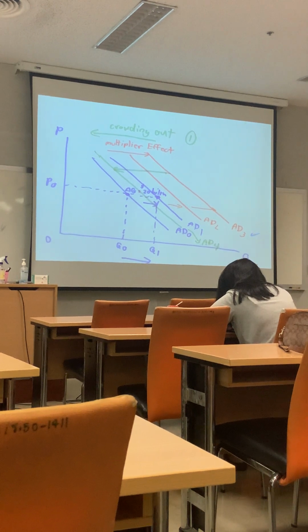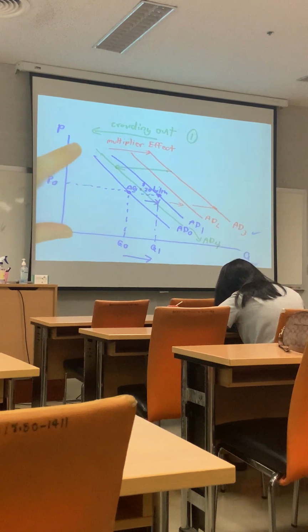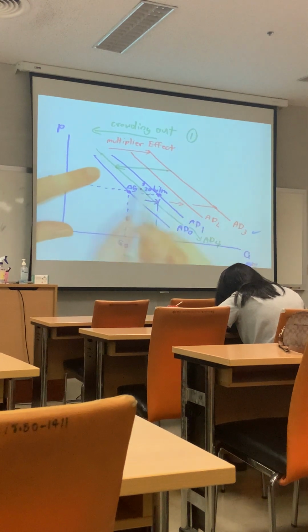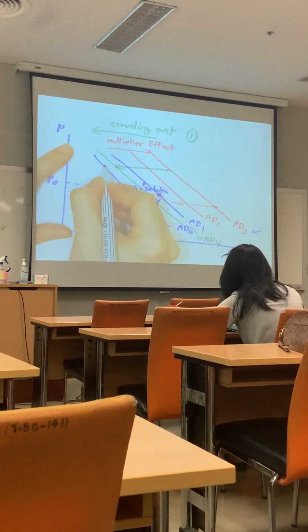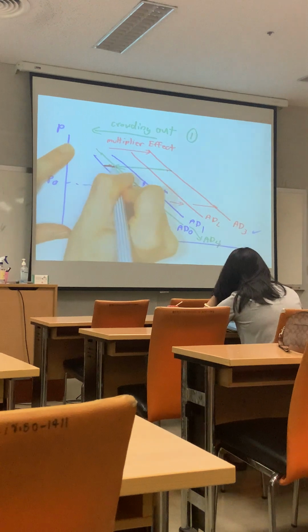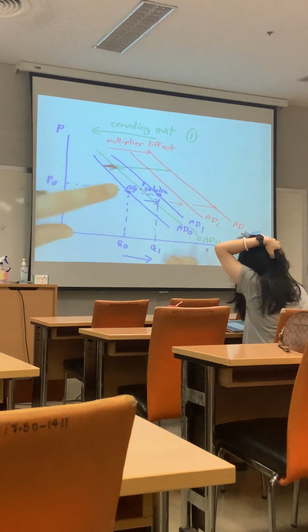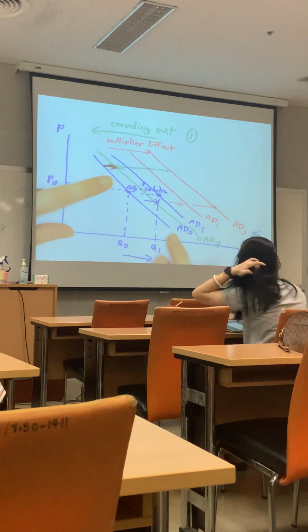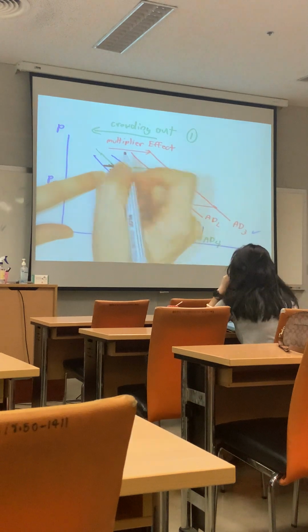And you see the total effect of the AD change, if you net everything together, is from AD0 to AD4. So this is the total effect change. The AD change is only this, because you just range from AD0 to AD4. So this is the total AD change.